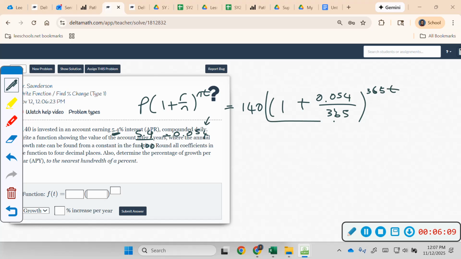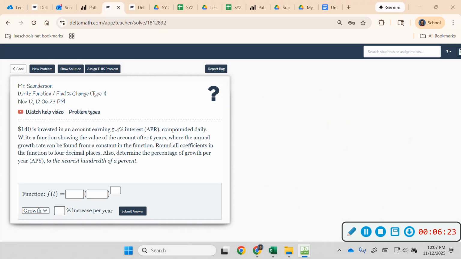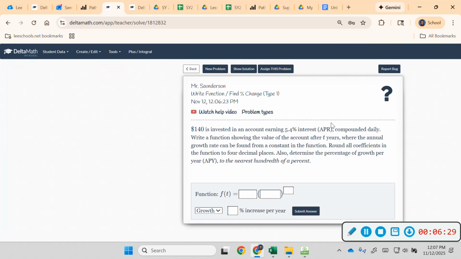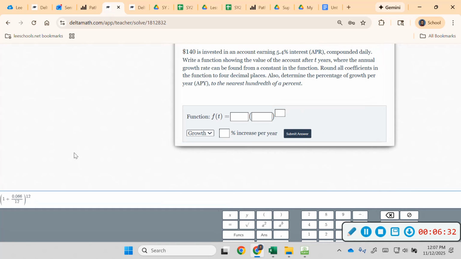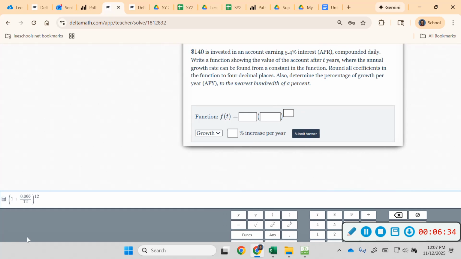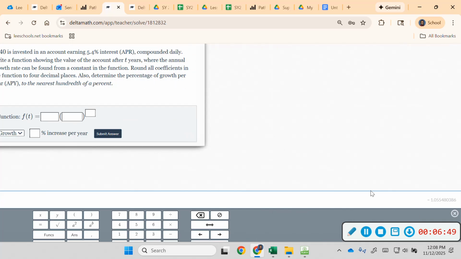Okay. So this you're now going to put in the calculator. This you bring down. Okay. Parentheses, and then the t you bring down also. So to calculate what we see in the box, you put it in the calculator. I put it directly in the calculator as I saw it before. So I had 1 plus 0.054 over 365, and then to the exponent 365.